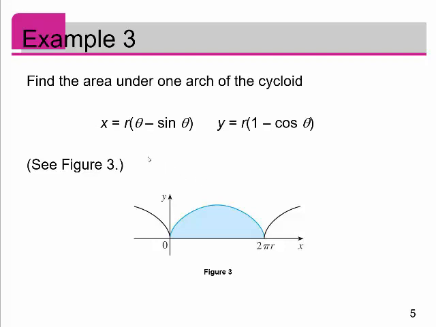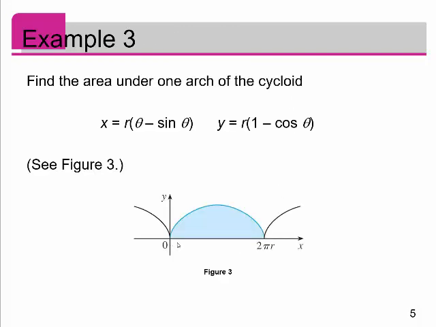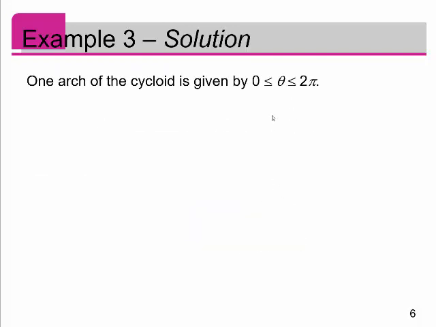I want to find the area under here for some radius r, so r is just a constant, and x and y are given by these parametric equations. One arch of this is given by theta going from 0 to 2 pi. So we're going to use this for our bounds of integration and not from 0 to 2 pi r. We're just using this right here.